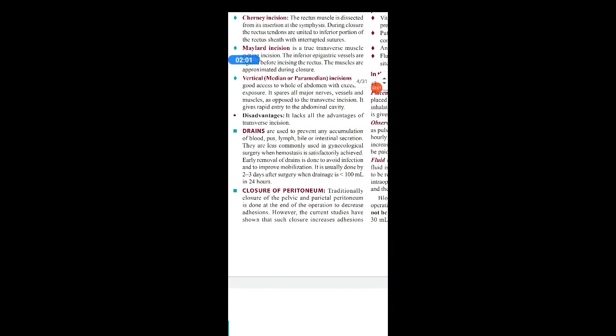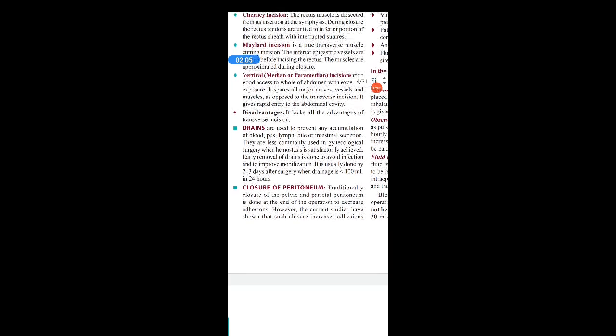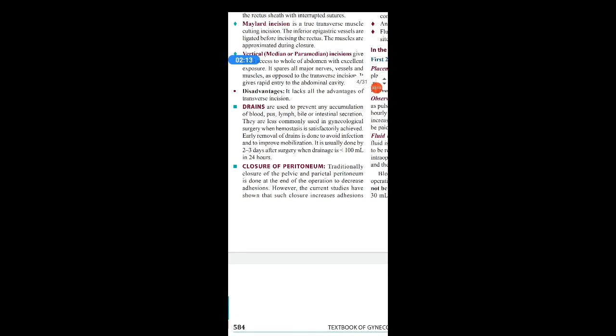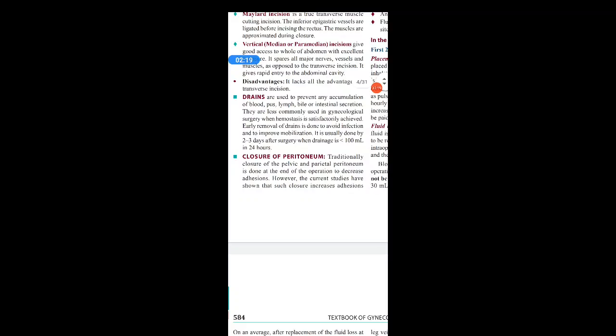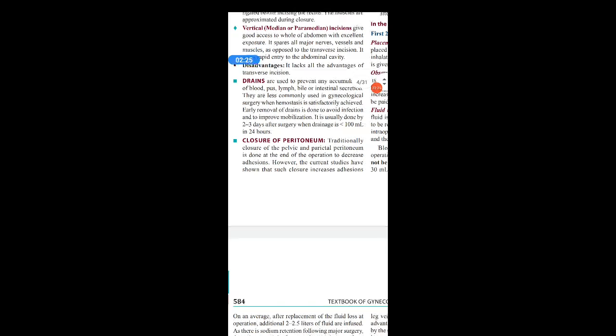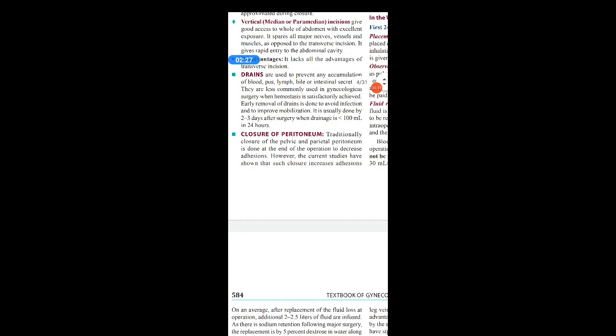Drains are used to prevent any accumulation of blood, pus, lymph, bile or interstitial secretions. They are less commonly used in gynecological surgery when hemostasis is satisfactorily achieved. Early removal of the drains is done to avoid infection and to improve mobilization. It is usually done 2 to 3 days after surgery when the drainage is less than 100 ml in 24 hours.